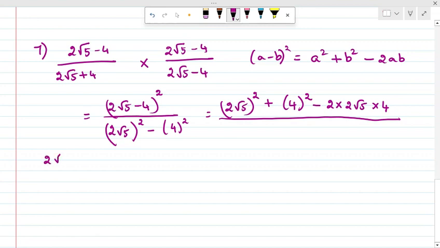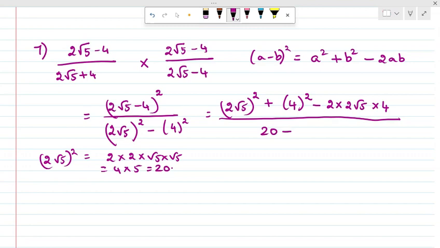What is 2 root 5 the whole square? How to do this? 2 into 2 into root 5 into root 5, which is equal to 4 into 5, which is equal to 20. So 20 minus 4 square is 16. Now, when we expand this, 2 root 5 the whole square, that we have that is 20. Numerator 20 plus 4 square is 16 minus, when we multiply all this multiplication we can do it. So 2 into 2 is 4, 4 into 4 is 16 into root 5, that is 16 root 5 divided by 20 minus 16 is 4.